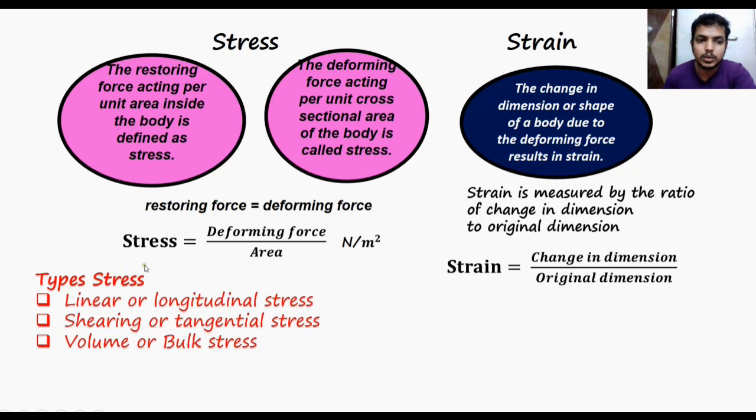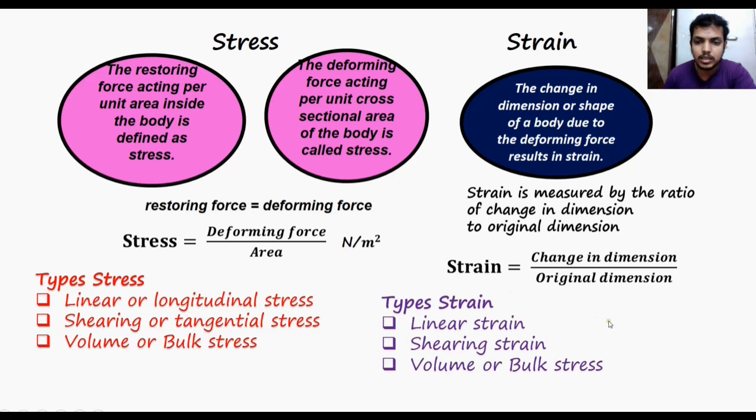Similar to the stresses, we have three types of strains. When it is a linear stress, there will be a linear strain. When there is a shearing stress, there is a shearing strain. With bulk stress, there is a bulk strain. There is a mistake in the writing; this is a bulk strain.